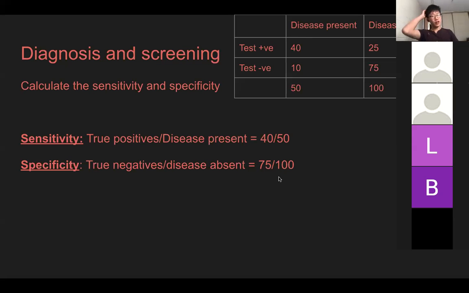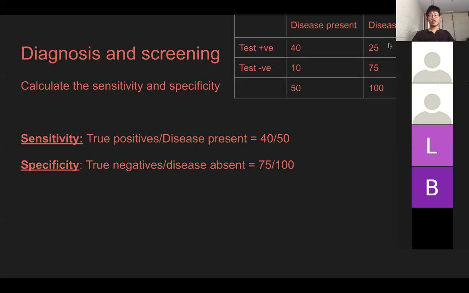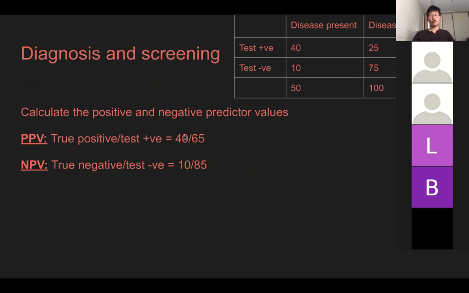And now let's look at the positive and negative predictive values. If I've tested positive, what are the chances I've actually got the disease? So you divide 40 over your 65. And what are the chances that if I've tested negative, okay, this should be a 75, this is wrong, I'll correct that. I've tested negative, what are the chances that I'm actually negative? So it's 75 over 85. I'll correct that.